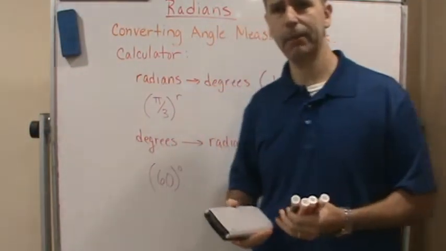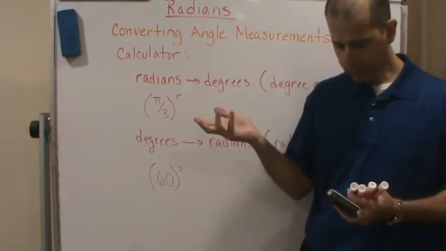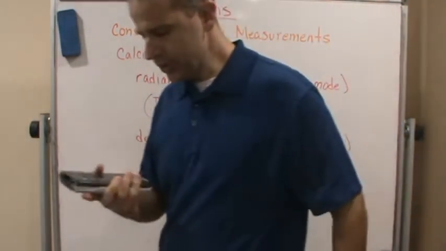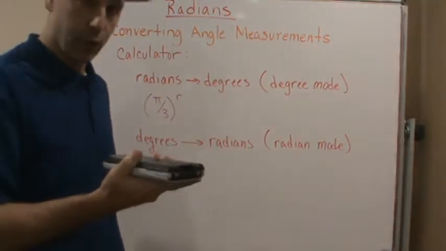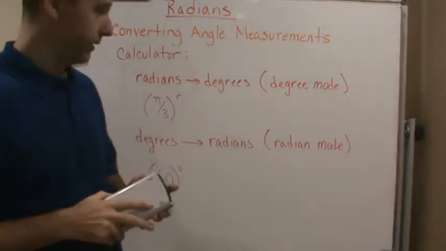Okay, so welcome back. So now we're going to talk about the calculator. So using the calculator to convert from radians to degrees is pretty straightforward, pretty easy.